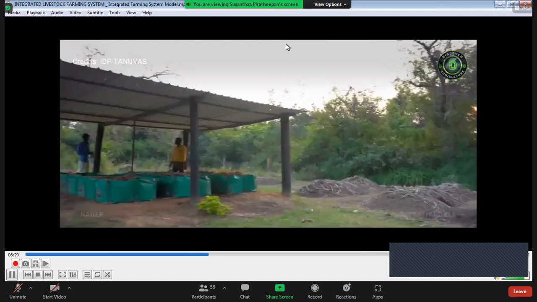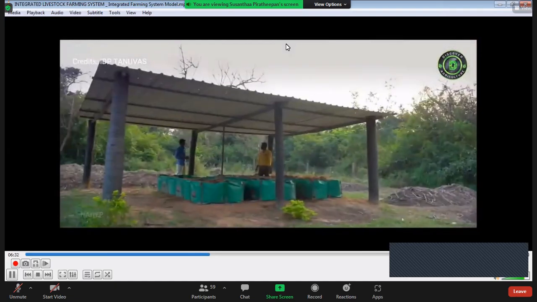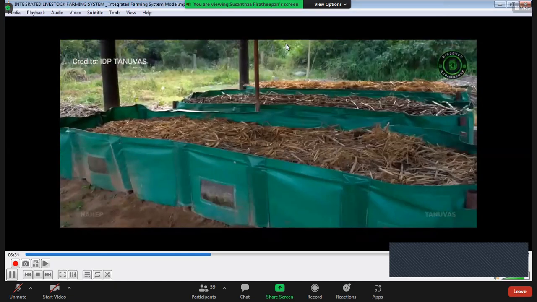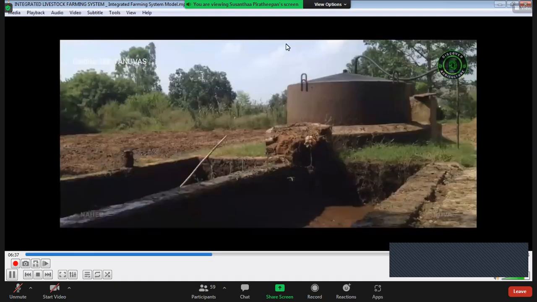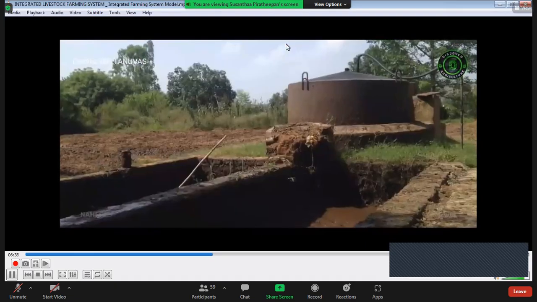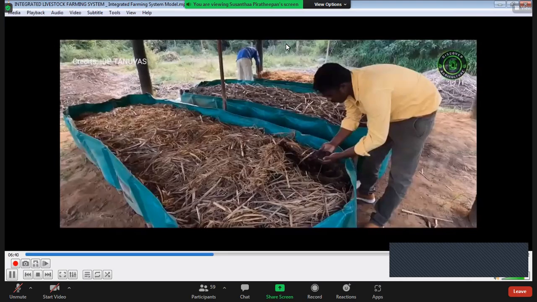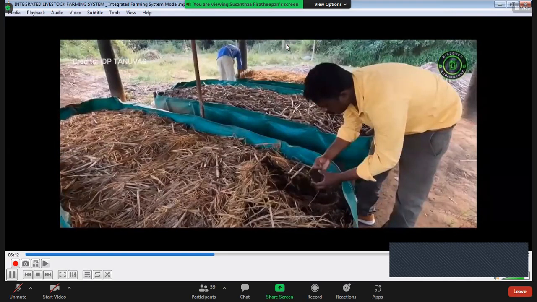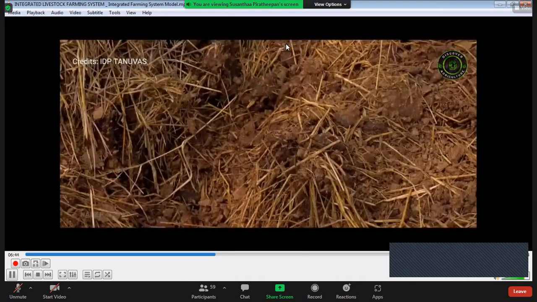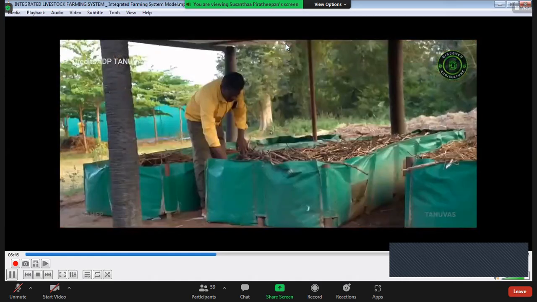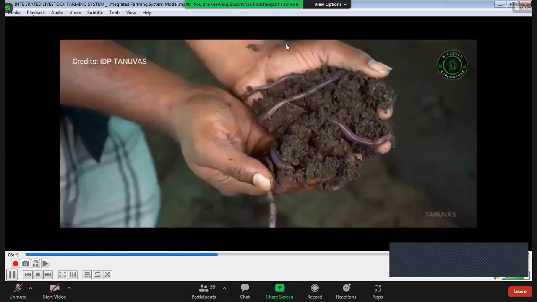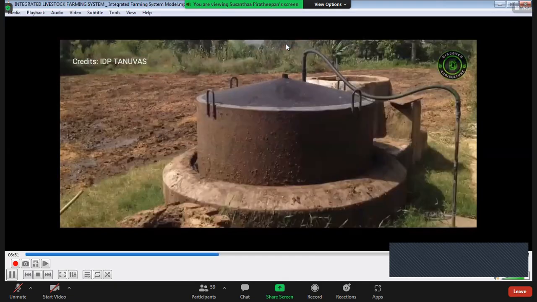Further, vermicompost beds of size 10 feet by 3 feet by 2 feet and biogas units of 2 meter cube may be established in the earmarked area, and the dung obtained from cattle, pigs and poultry shall be utilized for production of vermicompost and biogas.